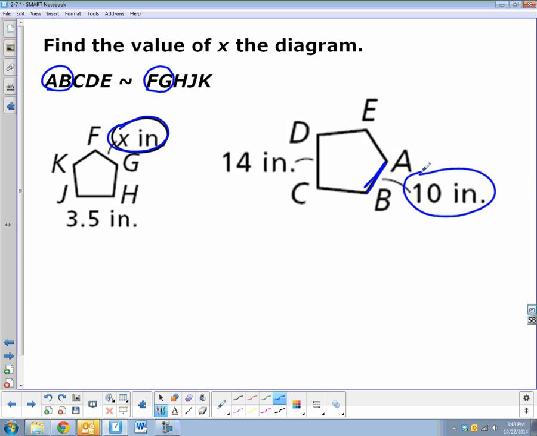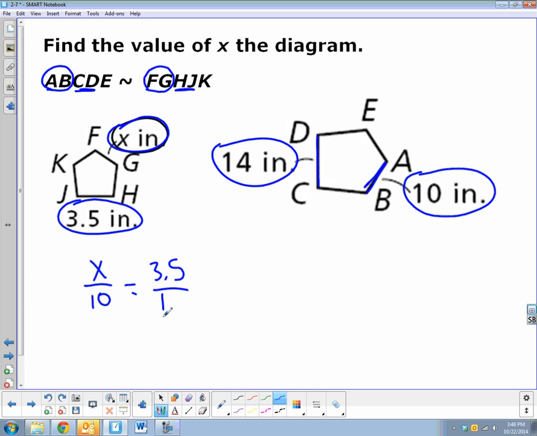So I'm reading from left to right. I can set up a proportion, x over 10. The other side, I've got 3.5 inches. That's JH, or HJ. So here's HJ. I then can look back and say, well, CD. CD matches. There it is, which is good, because that's the only other number we have. And so I know that 3.5 inches can be set up as a ratio with 14 inches. Now I have a proportion.